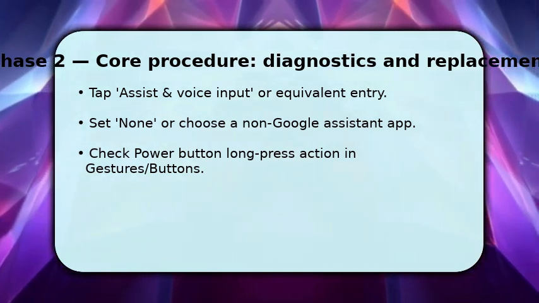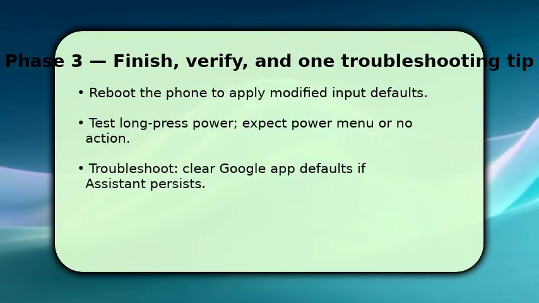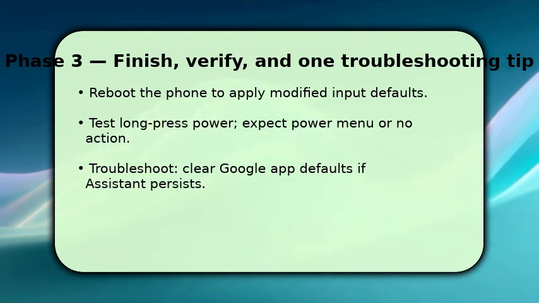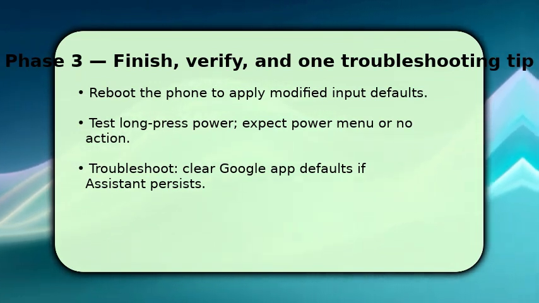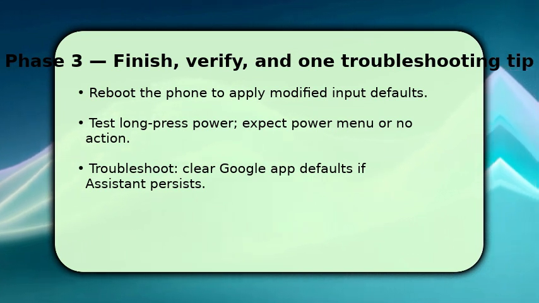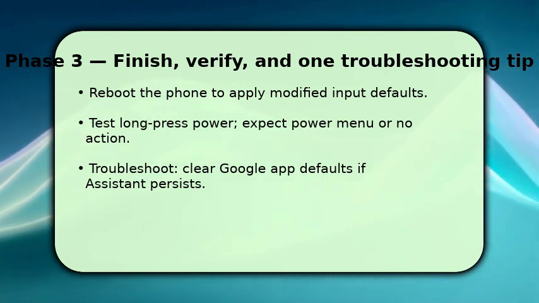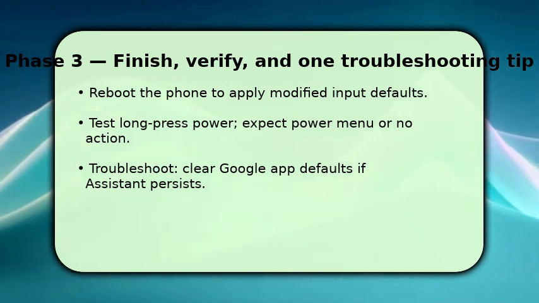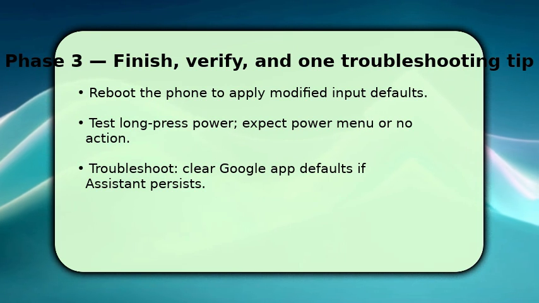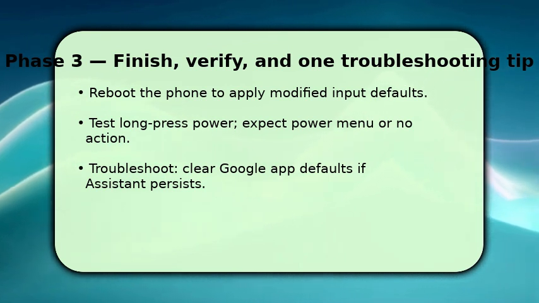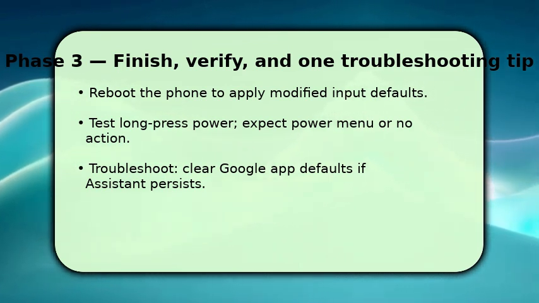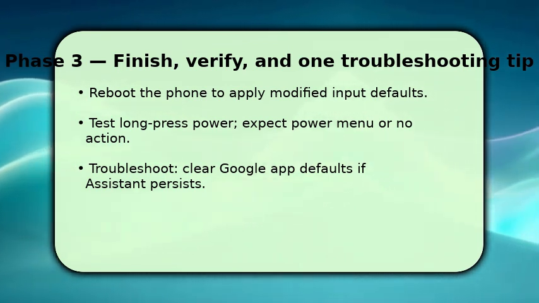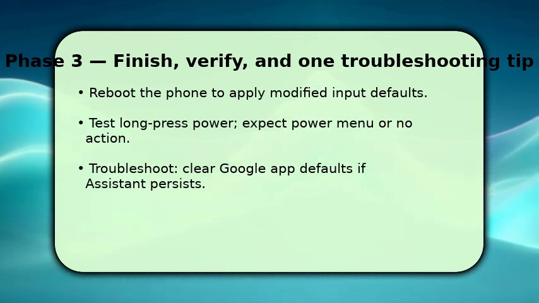Once done, reboot the phone so the system applies the new default assistant and button behavior consistently. After restart, long press the power button to confirm you now see the power menu or that nothing happens, depending on your choice. If Google Assistant still appears, go to Settings, Apps, Google, Open by default and clear defaults, then repeat the Assist and Voice input selection. That clear defaults move fixes leftover associations that sometimes persist across updates or app changes.